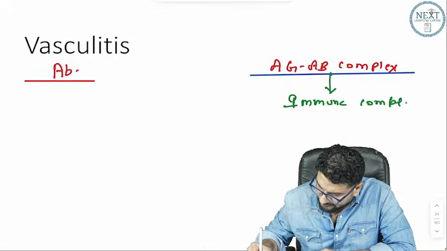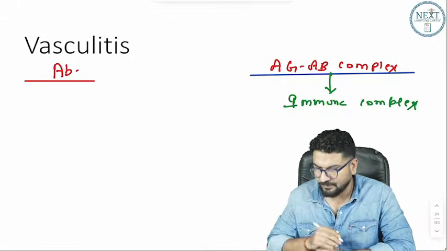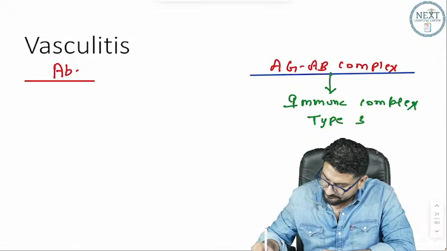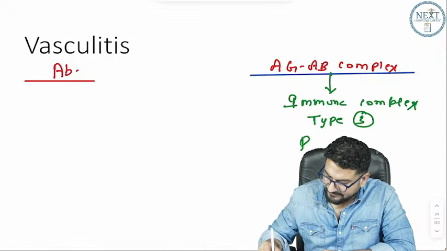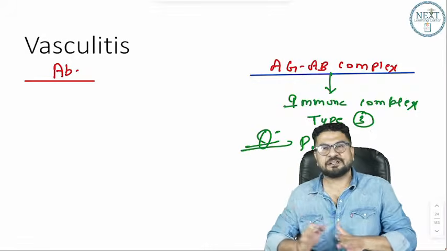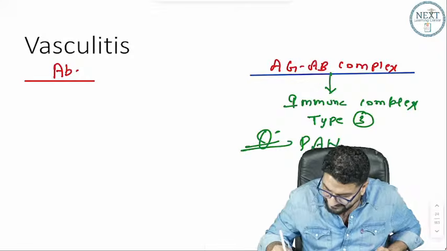We call this immune complex. To understand this thing, this immune complex is something which is type 3 hypersensitivity, and it is seen where? It is seen in PAN. PAN means polyarteritis nodosa. So which vasculitis will have immune complex? PAN.